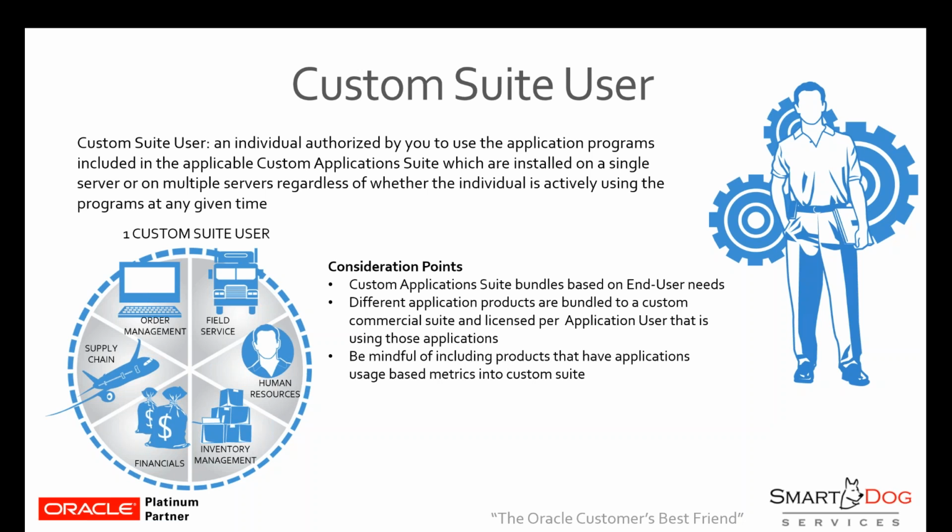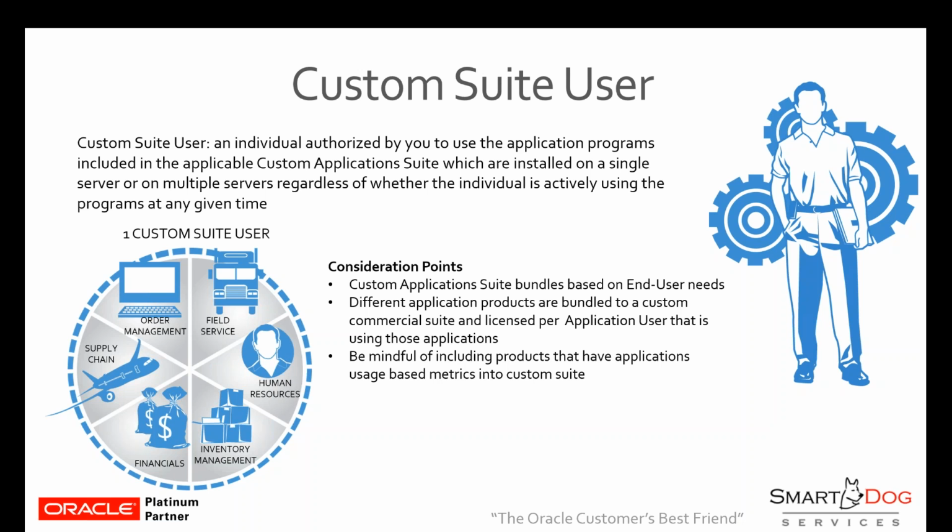Consideration points. The custom application suite bundles are based on end users' needs. So the customer got to pick and choose which functionality they wanted to incorporate into their custom suite, obviously keeping the prerequisites in mind. Different application products are bundled into a commercial suite and licensed per application user that's using these applications. So again, it's a custom suite user. It's a custom license metric for each customer. If I have a custom suite license, then my custom suite may not equal some of my friends' custom suites. Each customer will have their own definition based on what their contract says in terms of what modules they define for that particular custom suite.